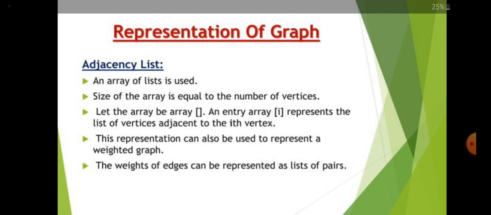Now the adjacency list. An array of lists is used. The size of the array is equal to the number of vertices. Let the array be array[], an entry array[i] represents the list of vertices adjacent to the ith vertex. This representation can also be used to represent a weighted graph. The weights of the edges can be represented as a list of pairs.